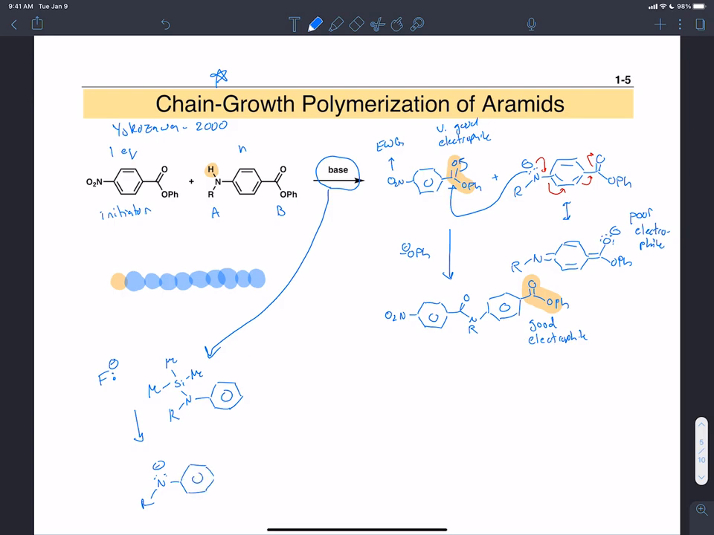Fluoride really likes silicon, so it's able to attack the silicon. The driving force of this is making TMS fluoride, which one is a gas that can be removed. And also fluoride loves silicon, so it has a very strong bond enthalpy, which will drive it towards this deprotonated nitrogen. And this is the active base in the polymerization. They did this largely for practical considerations. You can imagine this being any sort of super strong base, and you should, in principle, get the same overall effect.